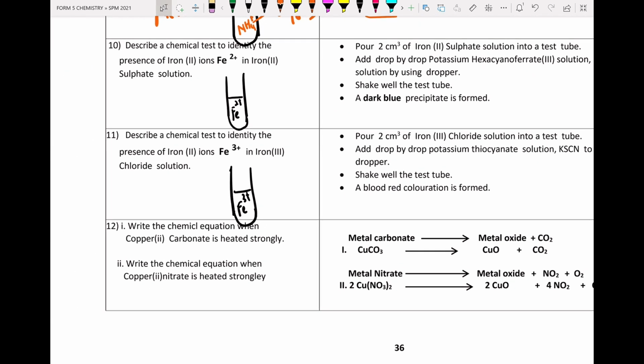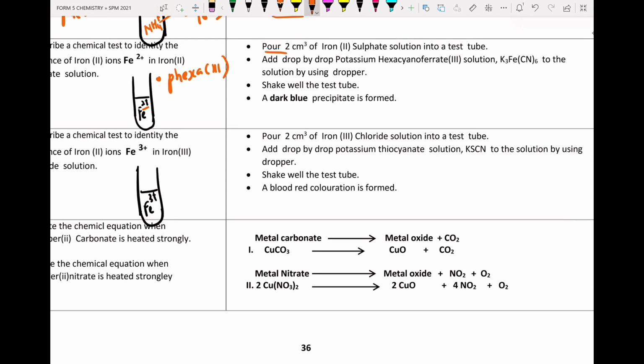precipitate. And iron(II) ion, if we want to test iron(II) ion, we use potassium hexacyanoferrate(III) solution. So pour 2 cm³ of iron(II) sulfate solution into a test tube. Add drop by drop potassium hexacyanoferrate(III) solution using a dropper. Then shake well the test tube. A dark blue precipitate will form.